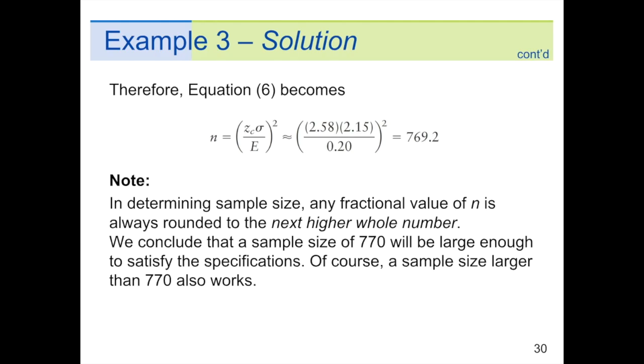So 769, even though that would be rounded to the nearest, is not good enough because it does not exceed what we got of 769.2. So it's got to be one higher, to 770. However, anything bigger than 770 also works. And bigger would actually make the margin of error even smaller. But 770 is the least number you would need.